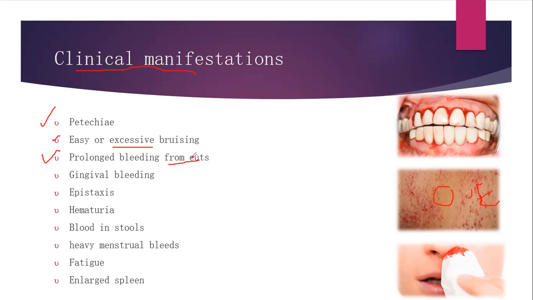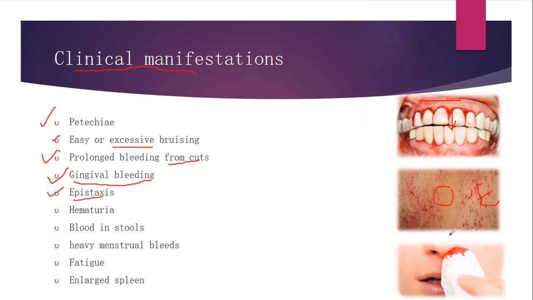But in thrombocytopenic patients there is a bleeding tendency, and one symptom is gingival bleeding. The gingiva are the gums, so there is a chance that a lot of bleeding will occur from the gums. By the way, this also happens due to vitamin C deficiency, which is also called scurvy. And then there is nosebleed.